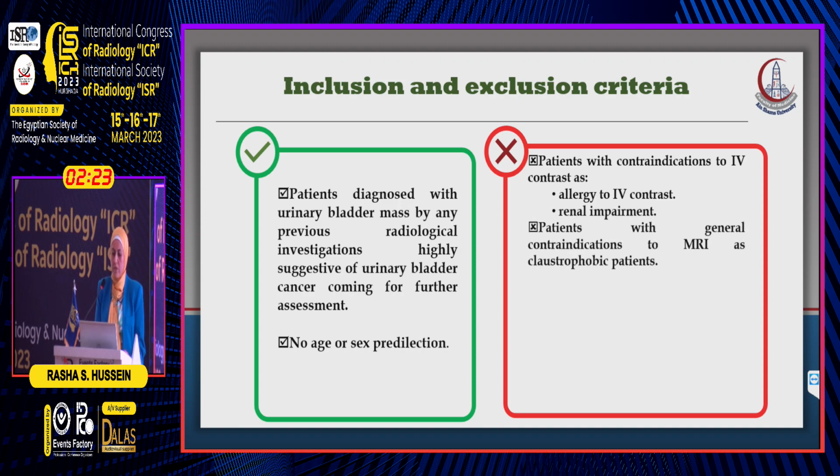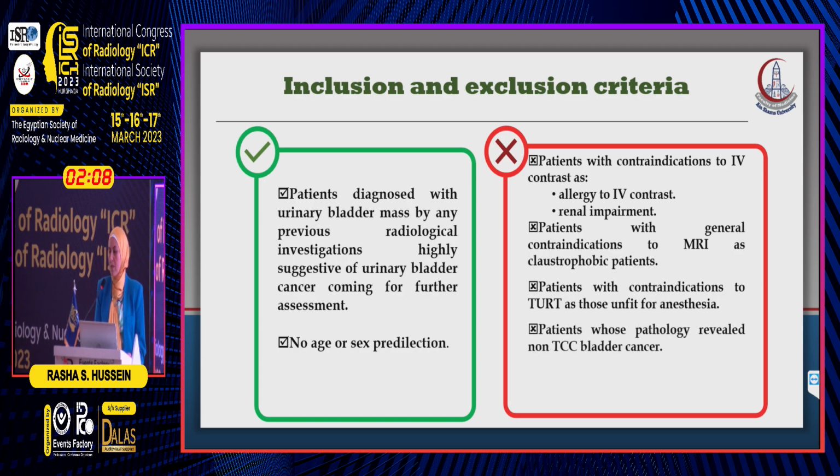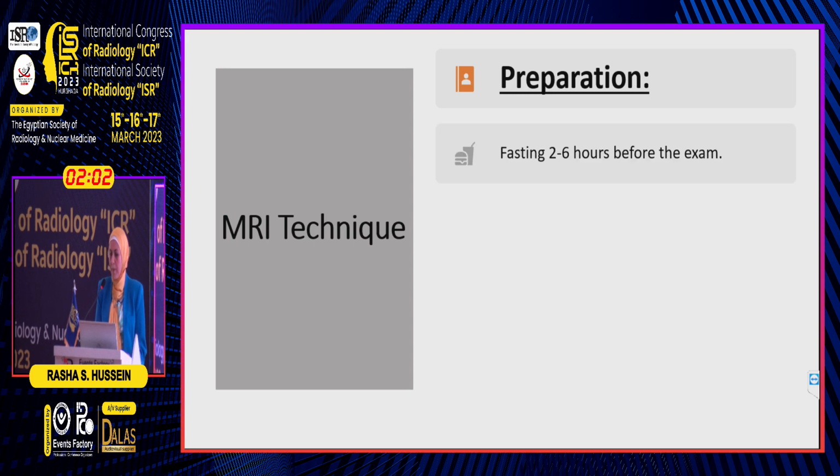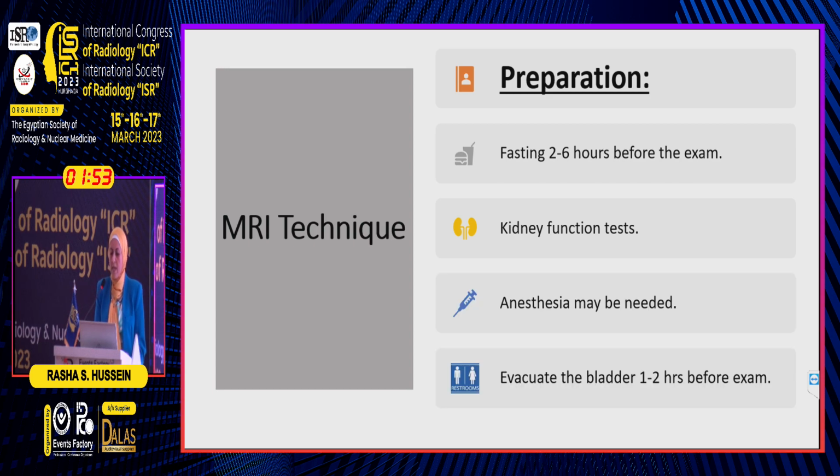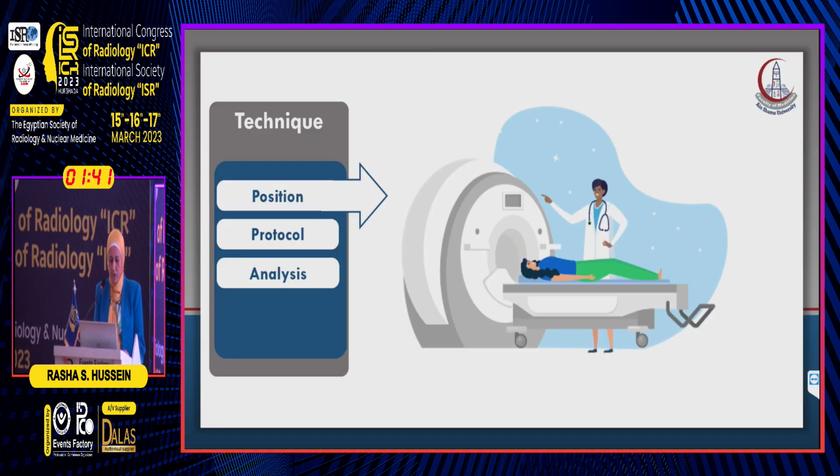Also patients with general contraindications to MRI such as claustrophobia, and also patients who had undergone TURBT and were not fit for TURBT, so that we can confirm our results with the biopsy. And patients whose pathology revealed non-TCC bladder cancer. MRI technique needs some preparation, with fasting for about 2 to 6 hours before the exam. Kidney function test is mandatory. Sometimes we use anesthesia for some selected patients, and we advise the patient to evacuate the bladder 1 to 2 hours before the exam to allow proper distension of the bladder with no over distension, to allow the patient to be comfortable during the exam.